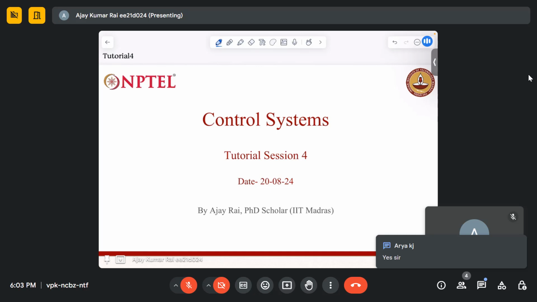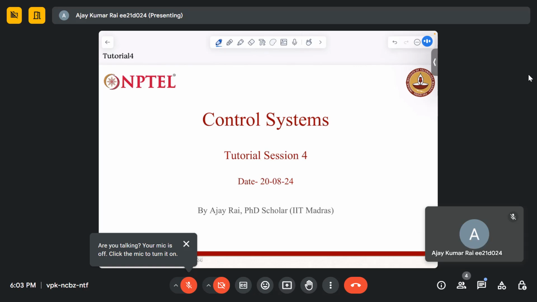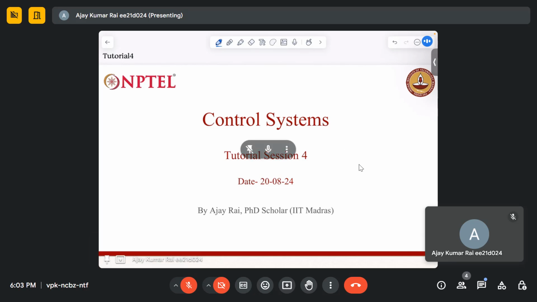Okay, so this is tutorial 4. We are going to cover a few questions based on what was taught in week 4. In this week, I think second order system was covered entirely. So I'm going to cover a few questions on second order systems and on controllers, their transfer functions, and popular controllers like proportional integral derivative or proportional integral.